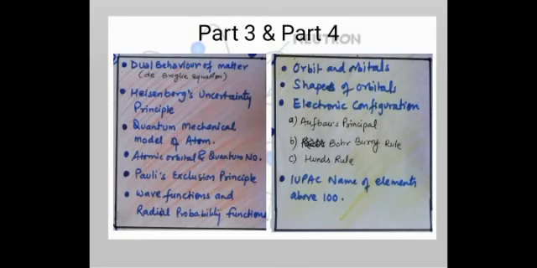In part 3, we will study the dual behavior of matter, which is the de Broglie equation, also one of the most important topics. Then the Heisenberg uncertainty principle, quantum mechanical model, atomic orbitals, quantum numbers, Pauli's exclusion principle, wave function and radial probability function. In part 4, we will study the orbitals after Bohr's model, shapes of orbitals, s, p, d, f orbitals, and electronic configuration: how the electrons are distributed and what the basic rules are to fill electrons in different orbitals. We will also study the IUPAC names of elements above 100.